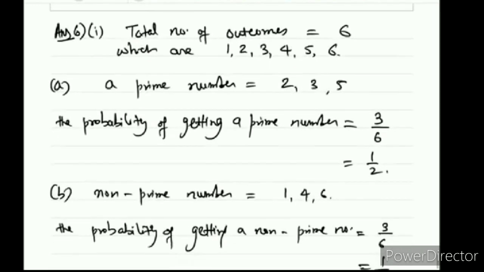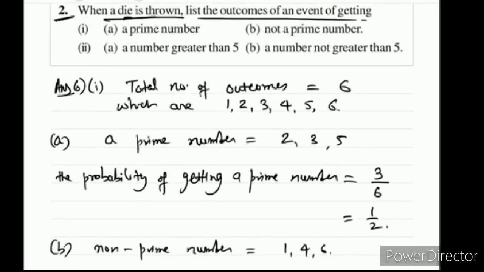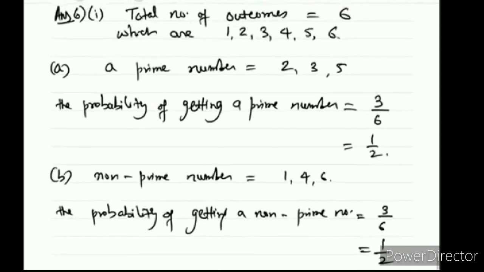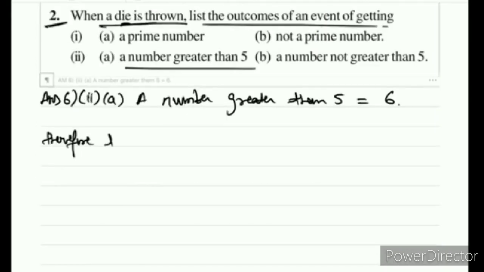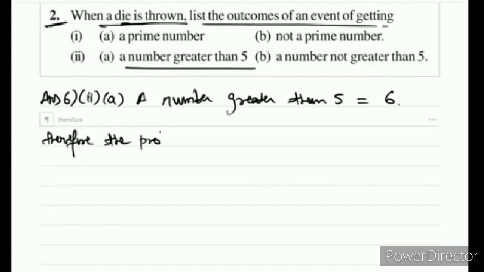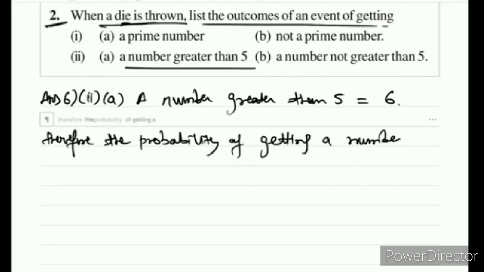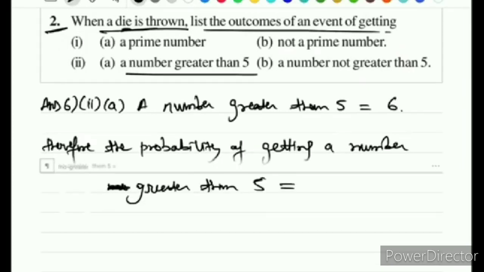Next, second subdivision, first part, a number greater than 5. Yeah, that is only one number, 6. A number greater than 5 is equal to 6. Therefore, the probability of getting a number greater than 5 is equal to 1 by 6.